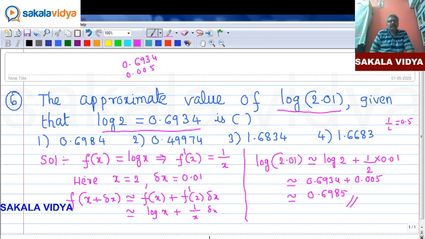So that means approximately equal to the first option. First option is the right option. This approximate value is no problem, exactly we may not get it. Of all the options, the approximate we need to select.